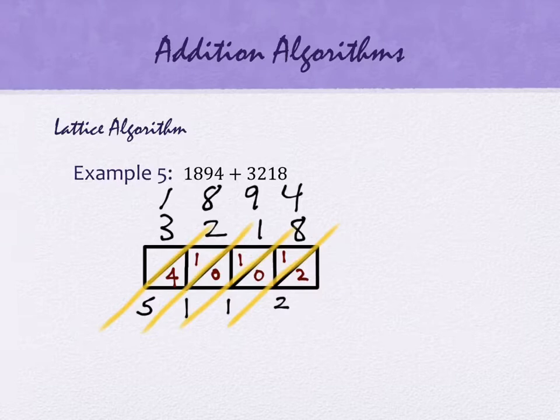Now, let's say, for instance, you did add up something that was too big. Like, let's say I added one of my diagonals together and I got 14. It's okay. I would write down, let me say it's right here, I would write down the 4 here and I'd carry the 1 to the next diagonal. So I can still do that.